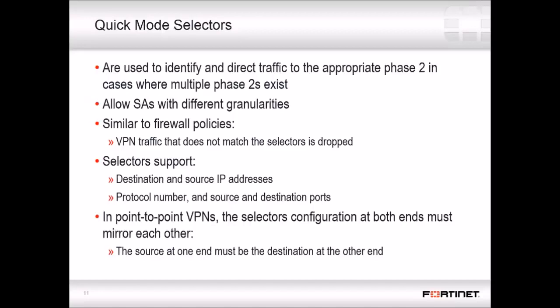When configuring the selectors, we must specify the source and destination IP subnet to be allowed in each Phase 2. Additionally, we can specify the protocol number and source and destination ports for the allowed traffic. The quick mode selector configuration for dial-up VPN is covered in our advanced IPsec module. But in the case of point-to-point VPNs, configuration on both sides must mirror each other. In other words, the source subnet on one side must be the destination subnet on the other.